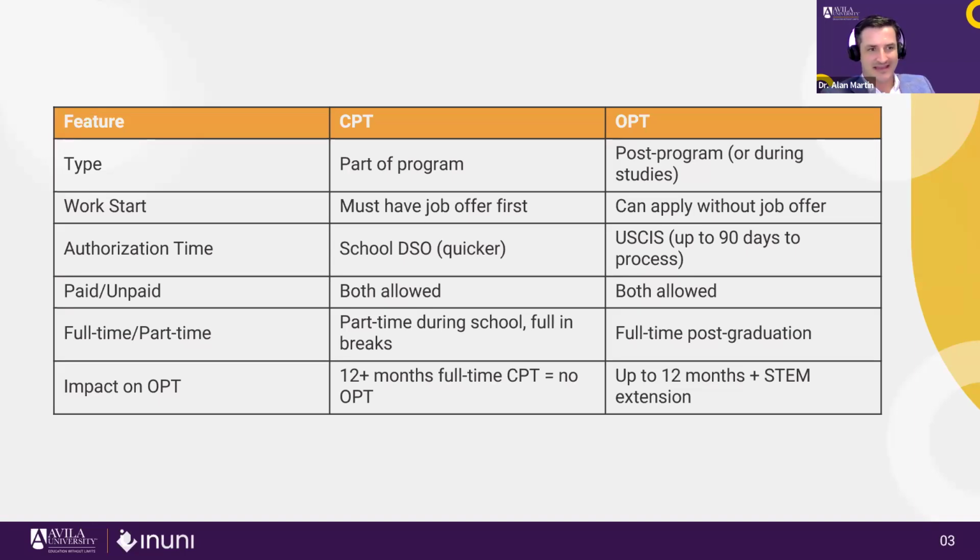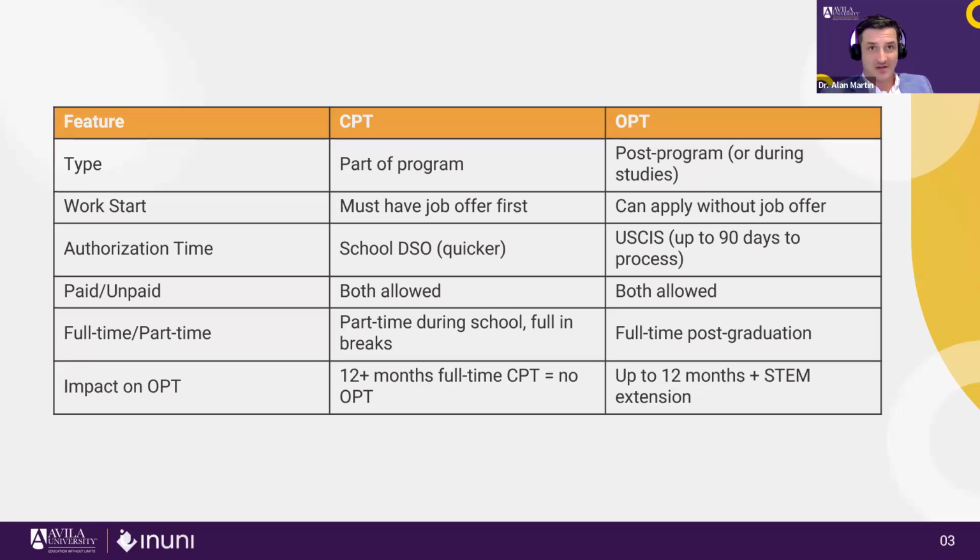So this table summarizes everything, what the type of employment is. They are both related to the degree program that you're studying. CPT happens to be part of the program itself, and you can be awarded academic credits for those internship opportunities. OPT is something that you would do after you finish your program. In order to be eligible for CPT, you must have the job offer first and then ask for the authorization process to begin. The reason for that is that they need to see the job description and be able to match that with the degree outcomes and make sure that it's related to your degree program.